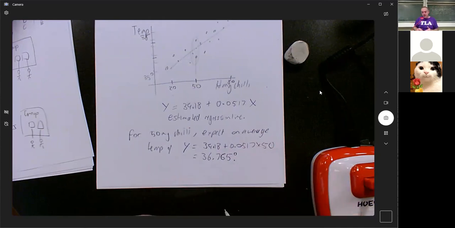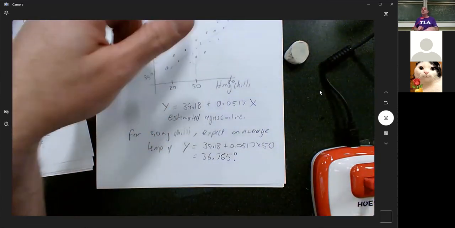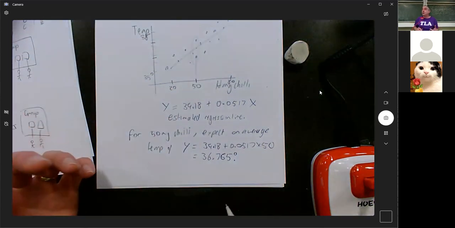But we know two things. Even if this was the exact correct mean that all people with 50 milligrams of chili in their meal, if we knew this was the exact average temperature that everybody who has 50 grams has, they won't all be the same. And there'll be a little bit up and down on both sides. This we know to be true.